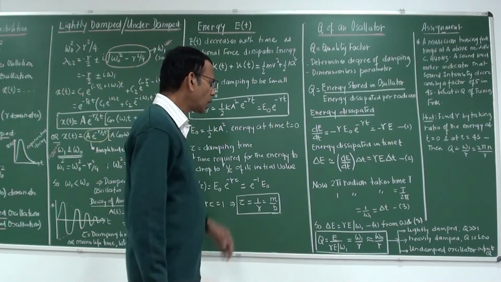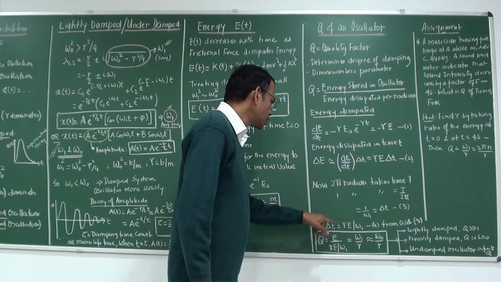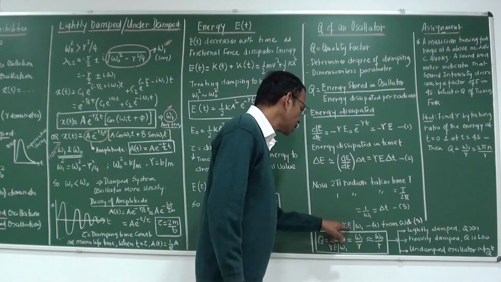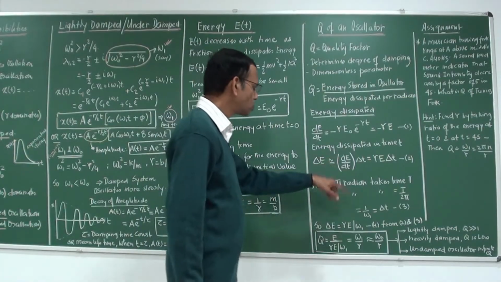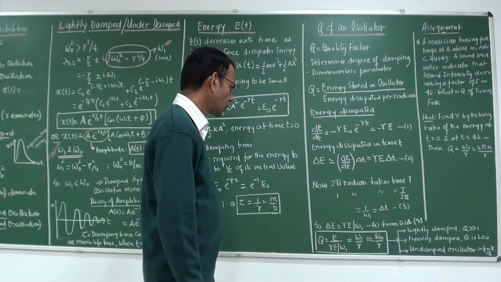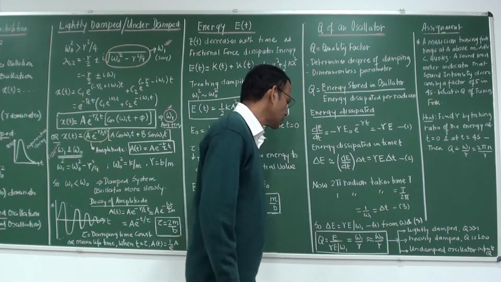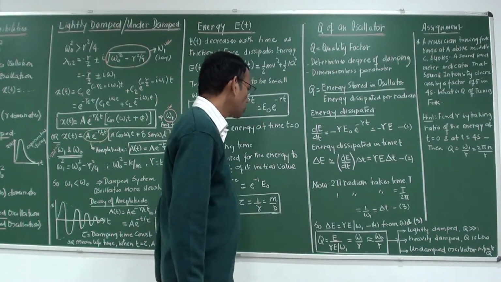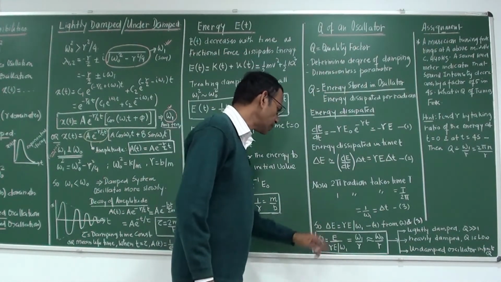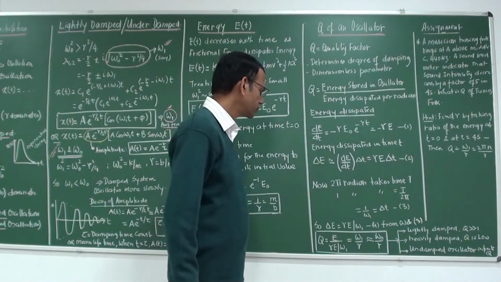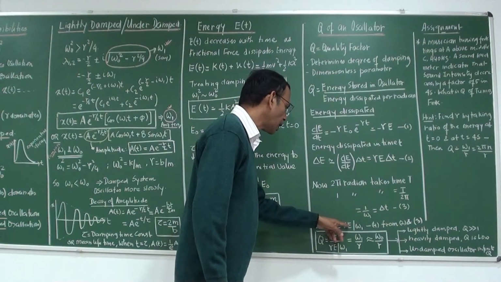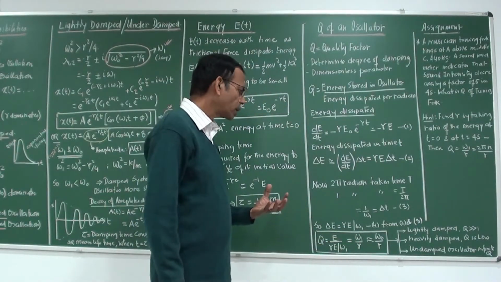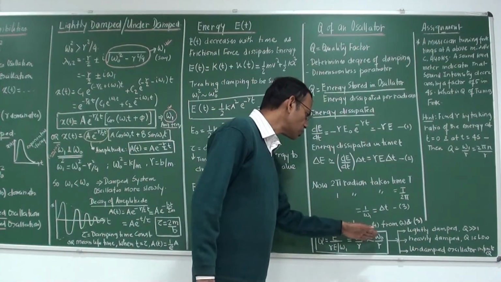So now delta E is equal to gamma E times delta t, and we have already calculated delta t as 1 by omega 1. So delta E is equal to gamma E by omega 1, using equations 2 and 3. That is your delta E. So Q is equal to the energy stored in the oscillator, that is E, divided by the energy dissipated per radian, delta E equal to gamma E by omega 1. That gives rise to omega 1 by gamma, and if we assume that omega 1 is close to omega 0, very light damping, we can also write omega 0 by gamma.